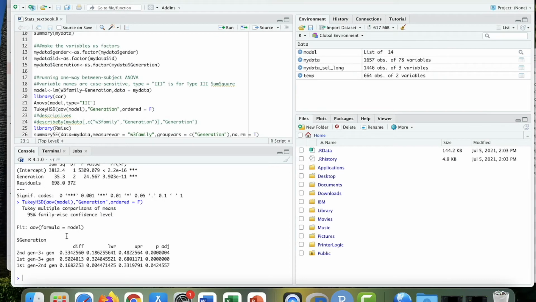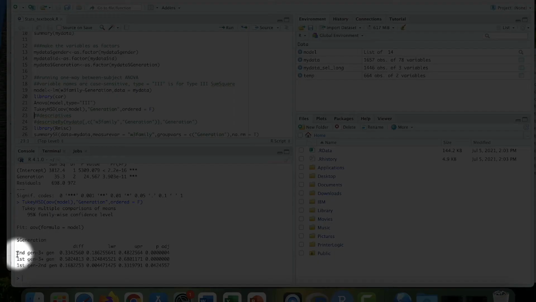Okay, so the Tukey HSD compares each group to each other group. So second generation compared to third generation. We see the difference between the means, and we see the 95% confidence interval for the difference between the means. So that's kind of the range where the difference between the population means is likely to fall. And here is the p-value. So second generation is different from third generation.